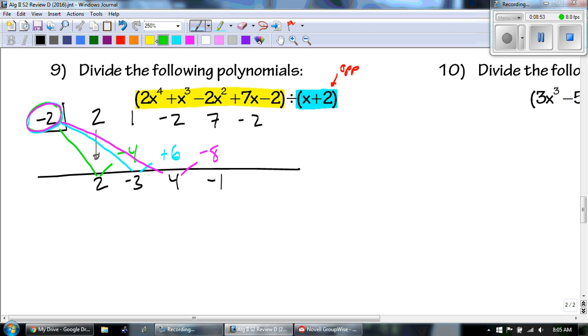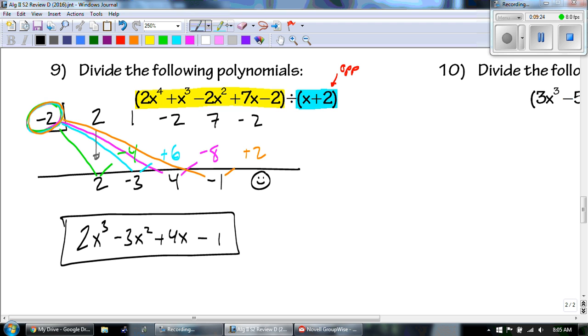And then the last one, we'll do orange. Negative 2 times negative 1 is a positive 2. And then we're left with 0. Okay, so if I were to divide that, we would have 2x cubed minus 3x squared plus 4x minus 1.